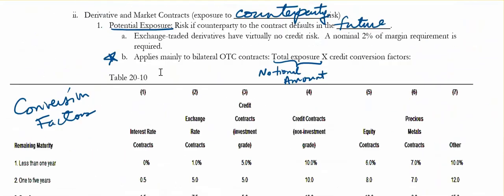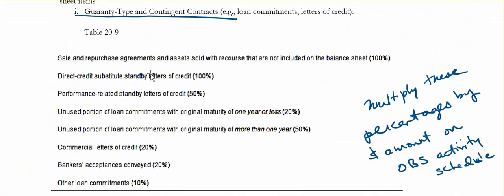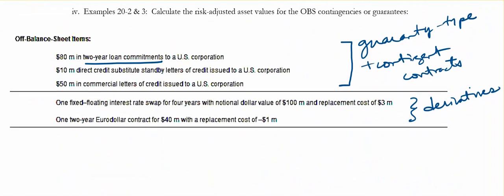Now we're going to go back up to the information about credit guarantee type and contingent contracts, and we see unused portion of loan commitments with original maturity of more than 1 year is 50%. So this was a 2-year loan commitment, so it is greater than 1 year, it's 50%. So we will take $80 million times 0.5, because the weight we looked up on the table was 50%, and that's 40 million.